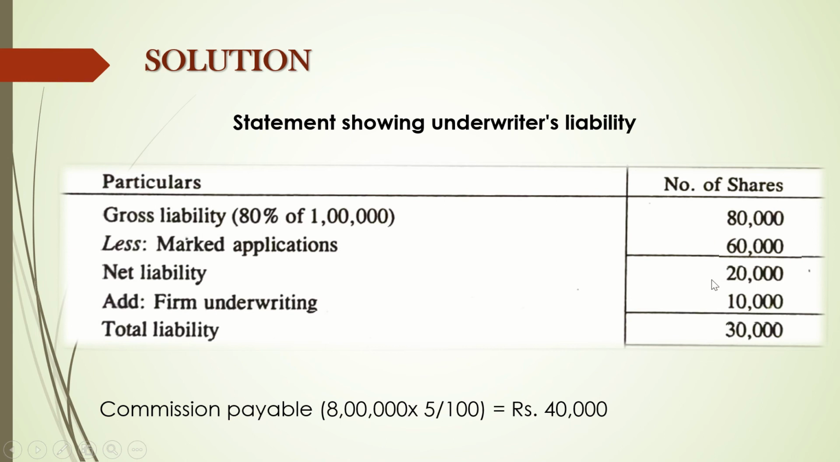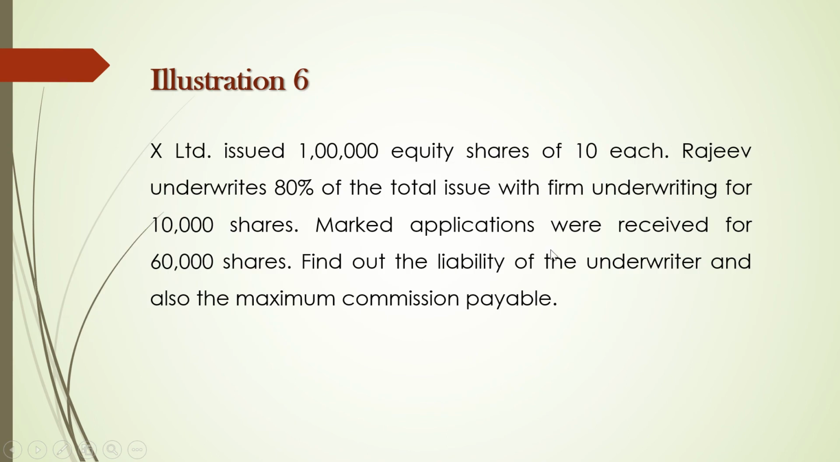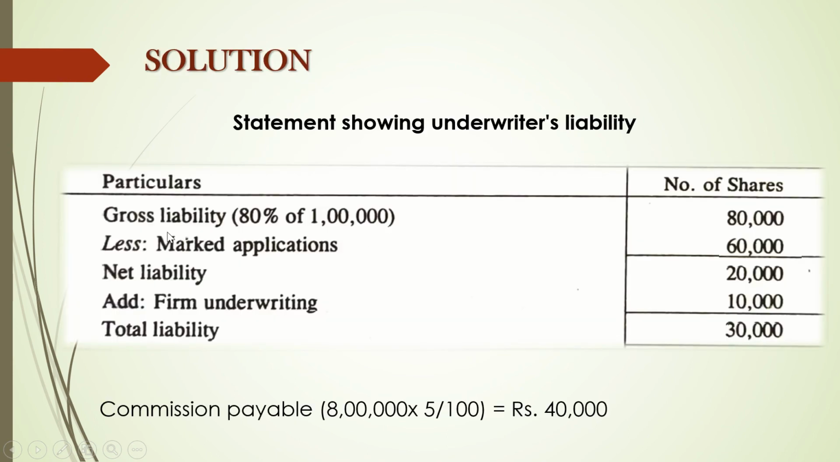Now we arrive at the net liability. In this case, we do not have unmarked applications because the total number of applications is not mentioned. Only marked applications are mentioned. So the net liability is 20,000, and we have firm underwriting in the question for 10,000 shares. So we need to add firm underwriting of 10,000. The total liability of Mr. Rajiv is 30,000 shares.